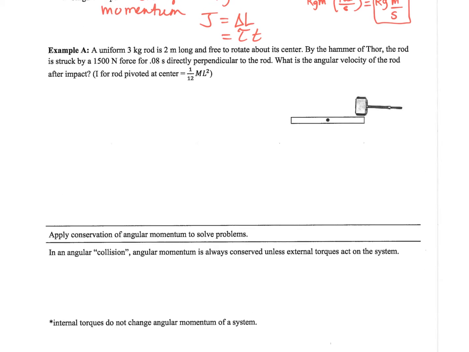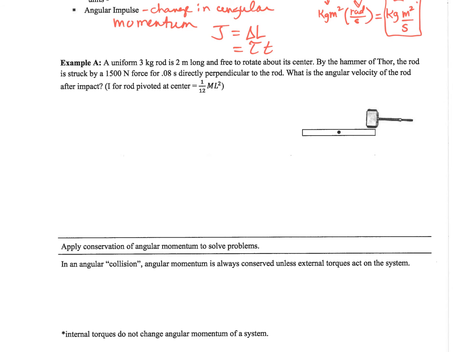So, all right. A uniform 3-kilogram rod is 2 meters long and rotates about its center. So, here's my center pivot point. By the hammer of Thor, the rod is struck by a 1,500 Newton force for 0.8 seconds, directed perpendicular to the rod. It's important that it's directed perpendicular. Why? So that the full force actually goes into the torque, right? What's the angular velocity? So we are looking for omega of the rod after impact. And I for the rod about the pivot center is this. So see what I mean about how they'll usually give you I if you need it?